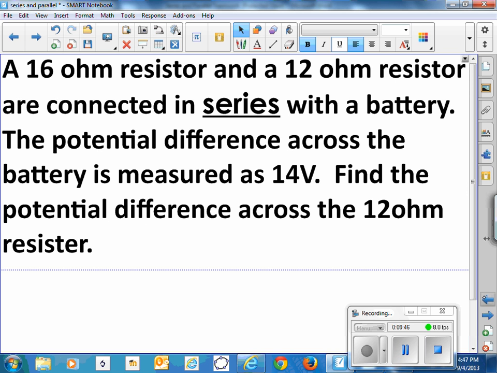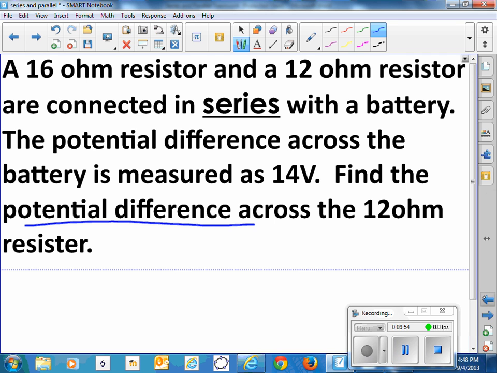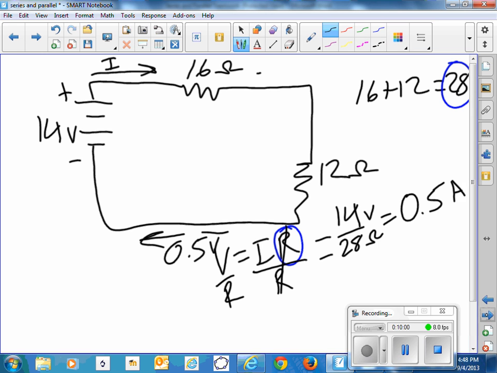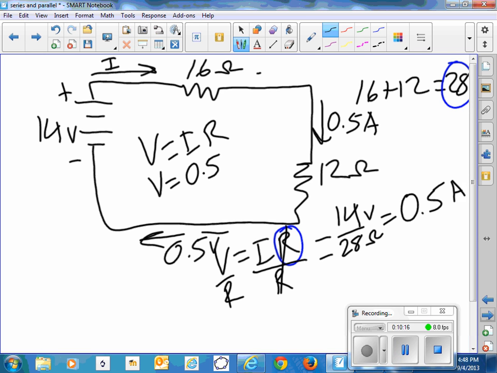The question on that particular one was the potential difference. So that's a voltage drop. Potential difference is a voltage drop over the 12 ohm. So let's go to our 12 ohm. Okay, so there's also half an amp flowing there. The voltage is equal to the current times the resistance. So the voltage is 1/2 times 12, which is 6. So across here would be 6 volts.